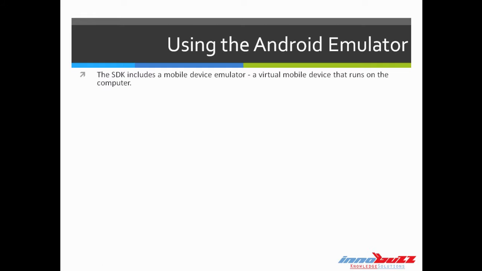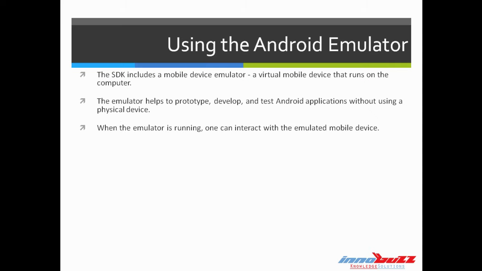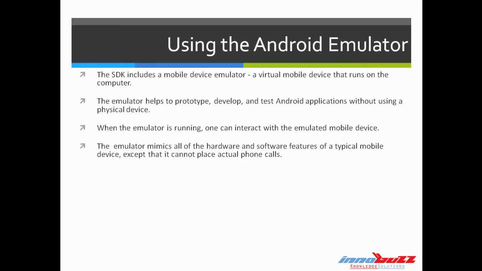Using the Android emulator. The Android SDK includes a mobile device emulator, which is a virtual mobile device that runs on the computer. The emulator helps to prototype, develop, and test Android applications without using a physical device. When the emulator is running, one can interact with the emulated mobile device. The emulator mimics all of the hardware and software features of a typical mobile device, except that it cannot place actual phone calls. Many Android virtual devices can be created with different configurations to aid in testing of the application. This is done to make sure that the final application can run across all devices having different configurations.